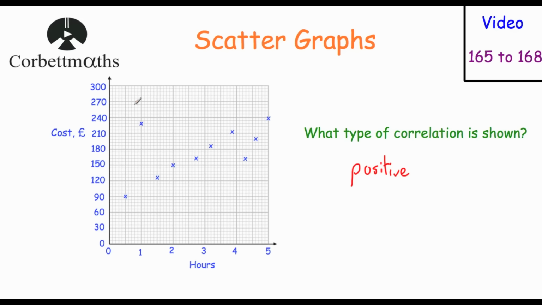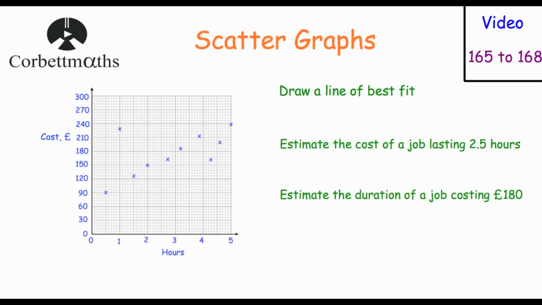So if the points were coming downwards in this direction, it would be a negative correlation, and if the points were just scattered around everywhere, that would be no correlation. Okay, our next question says, draw a line of best fit. And I've just drawn a line of best fit like so. I've got my ruler and a pencil.